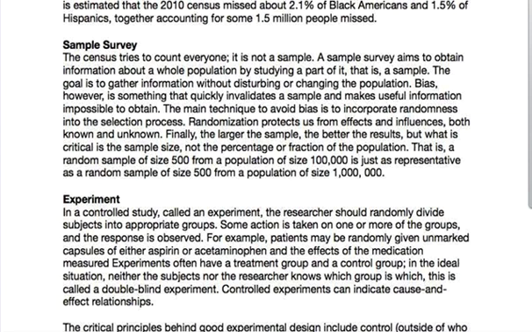So what is critical is the sample size, not the percentage or the fraction of the population that you're looking at. So what that means is essentially if you take a sample of 500 from a population of 100,000, you are getting just as much information from those 500 people as you would if you took a sample of 500 people from a population of 1 million people. So when you take the sample, you're looking for the number of people from each group.